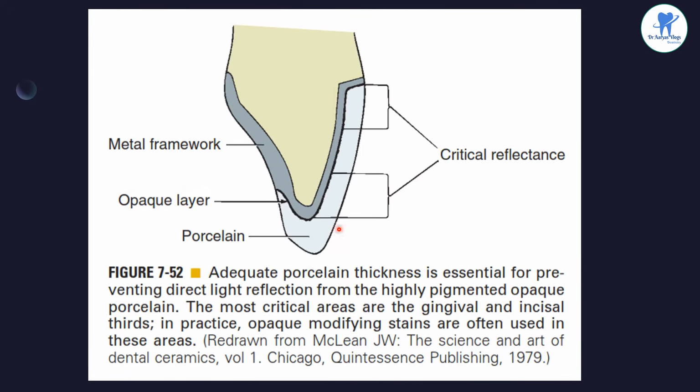This picture shows the adequate porcelain thickness which is essential for preventing direct light reflection from highly pigmented opaque porcelain. This is the opaque layer and this is the porcelain. The most critical areas are the gingival and incisal third. In practice, opaque modifying stains are used in these areas. Here, this is the critical reflectance and this is the metal frame. Adequate porcelain thickness is essential for preventing the direct light reflection from highly pigmented opaque porcelain.